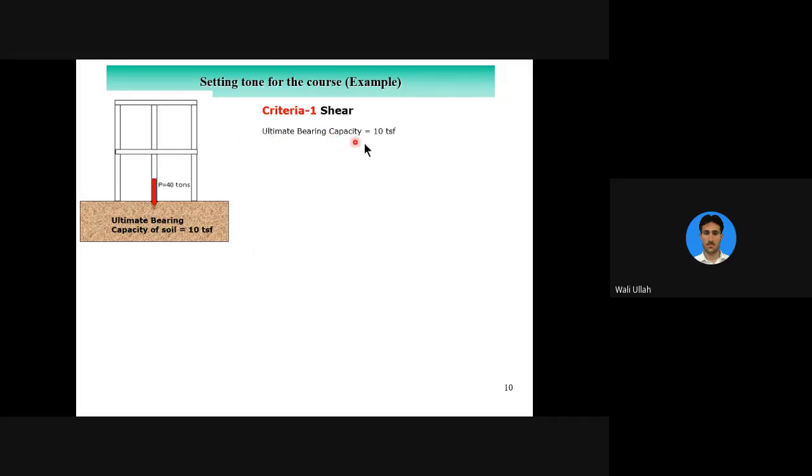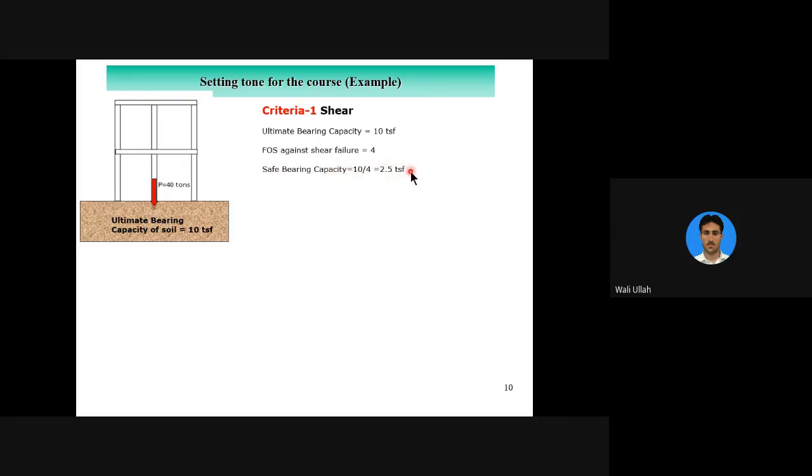So this is the ultimate bearing capacity of the soil. This is criteria number 1, shear. Ultimate bearing capacity is 10 ton per square foot. That would cause shear failure in the soil. Of course, you are not going to take the stress on the soil up to 10 ton per square foot. You want to keep some factor of safety against shear failure. So if you assume a factor of safety against shear failure equals 4, the safe bearing capacity would be 2.5 ton per square foot.